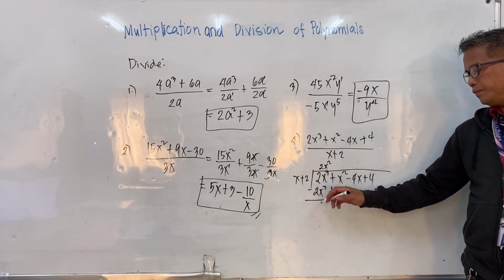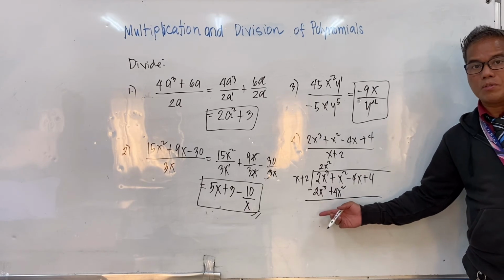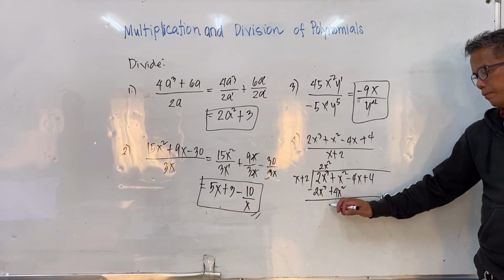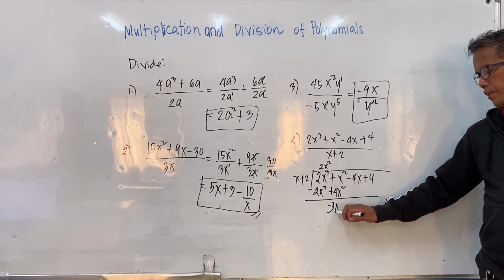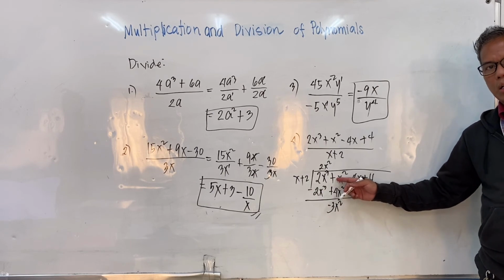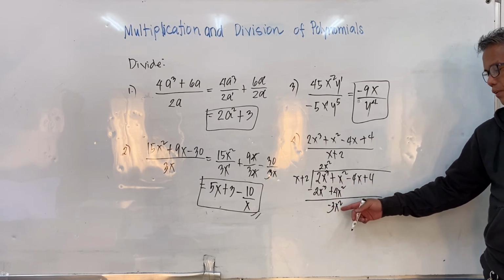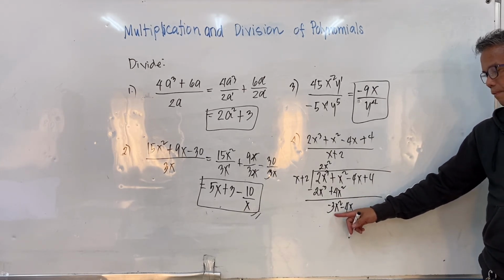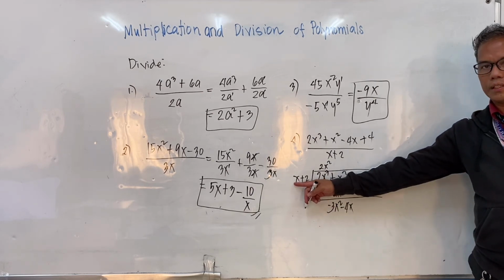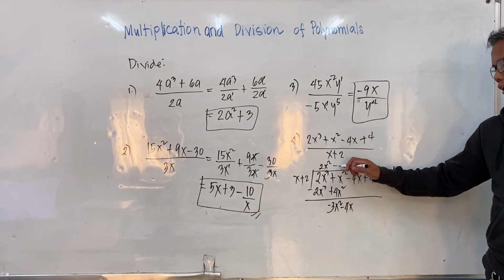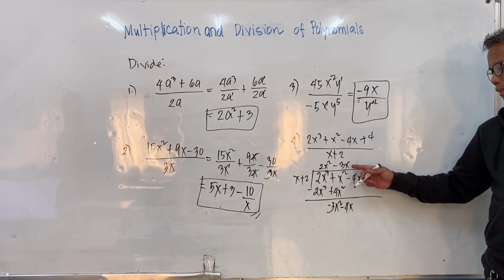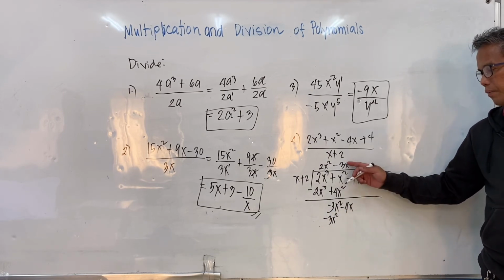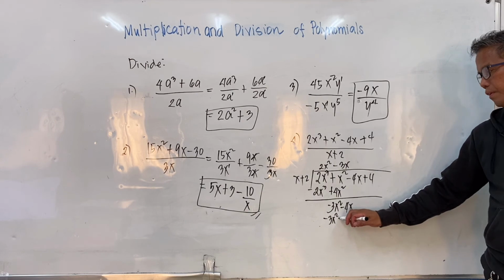Then subtract. So 2x cubed minus 2x cubed will become 0. X squared minus 4x squared will become negative 3x squared, because if we have 1 here, 1 minus 4 equals negative 3x squared. Then bring down negative 4x. Then divide it again. Negative 3x squared divided by x. So the answer is minus 3x. Then negative 3x times x equals negative 3x squared. Negative 3x times 2 equals negative 6x.